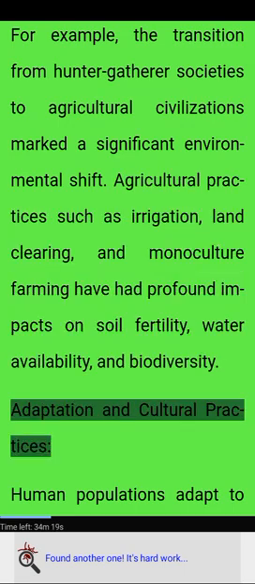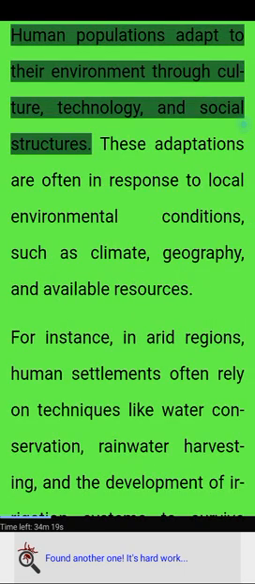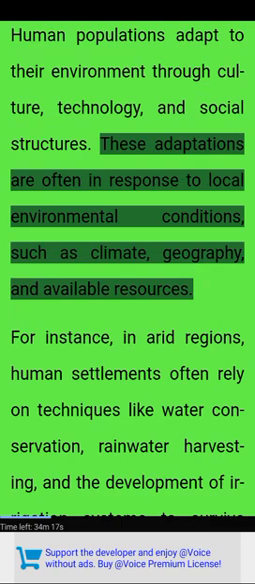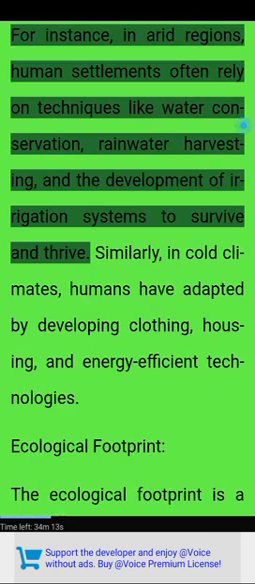biodiversity. Adaptation and cultural practices. Human populations adapt to their environment through culture, technology, and social structures. These adaptations are often in response to local environmental conditions, such as climate, geography, and available resources. For instance, in arid regions, human settlements often rely on techniques like water conservation, rainwater harvesting, and the development of irrigation systems to survive and thrive.